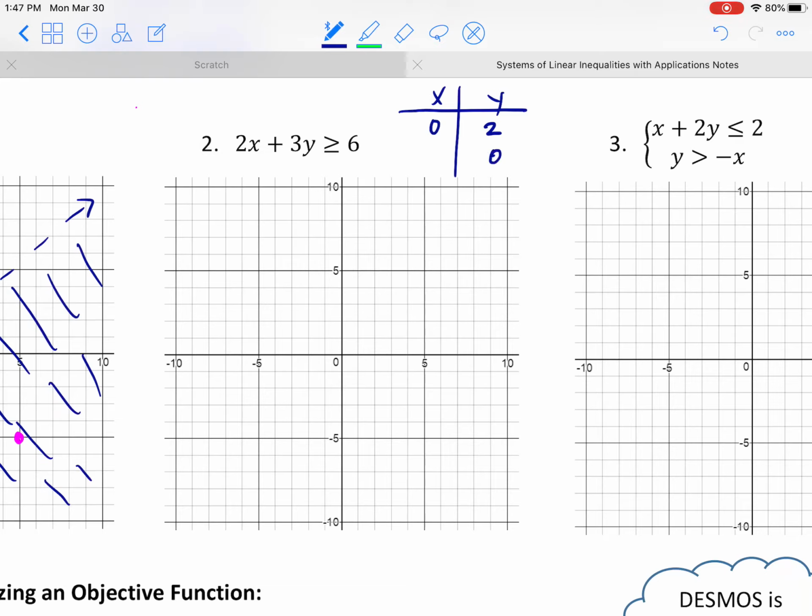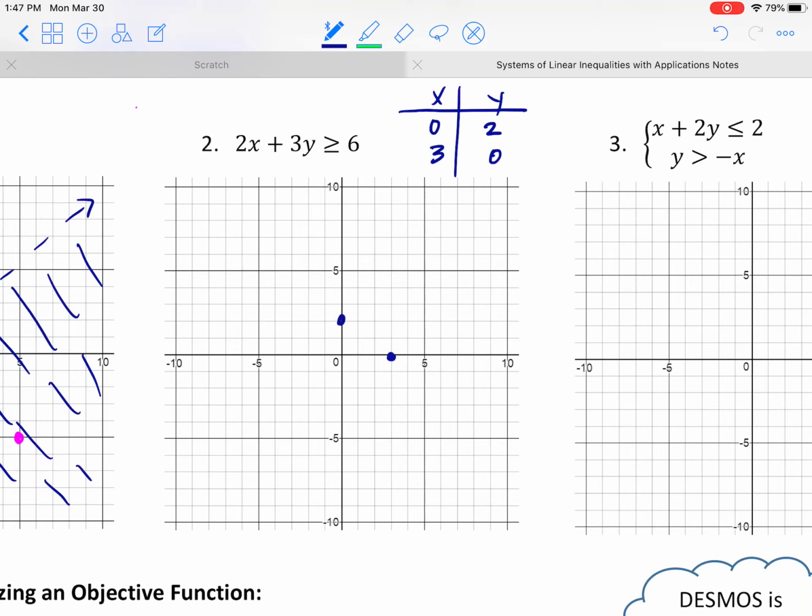And that's going to be where this line crosses the y-axis. And then if you do the reverse, if you put a 0 in for y, this term goes away, and you're left with 2x greater than or equal to 6, which means x has to be greater than or equal to 3. And so this graph is going to cross the x-axis at 3. So plugging those zeros in is a quick way to see where your graph is going to cross the x and y-axis.